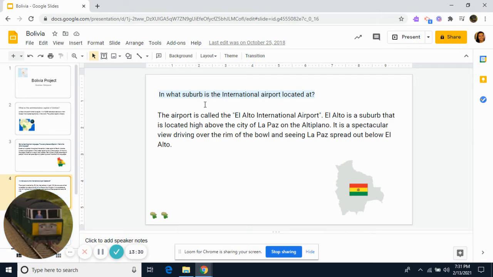In what suburb is the international airport located? The airport is called the El Alto International Airport. El Alto is a suburb located high above the city of La Paz on the Altiplano. It is a spectacular view driving over the rim of a bowl and seeing La Paz spread out below El Alto. So this is what it recommends about.